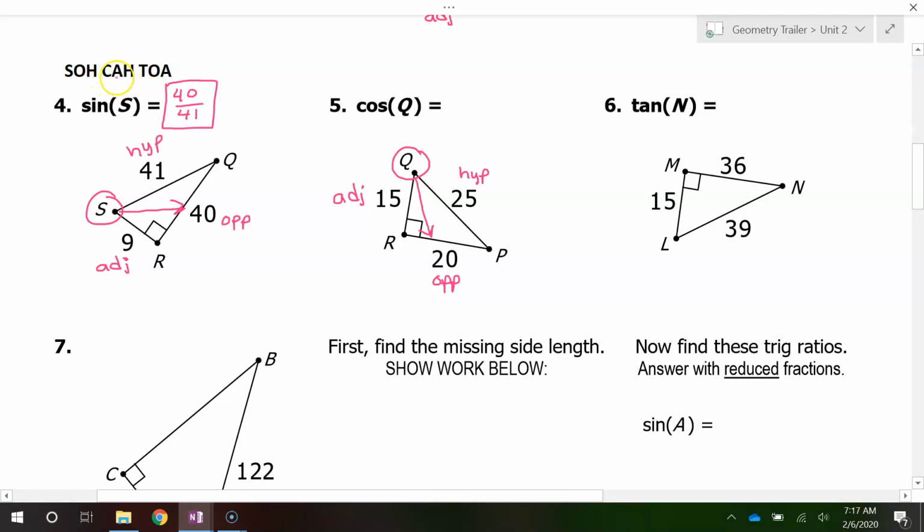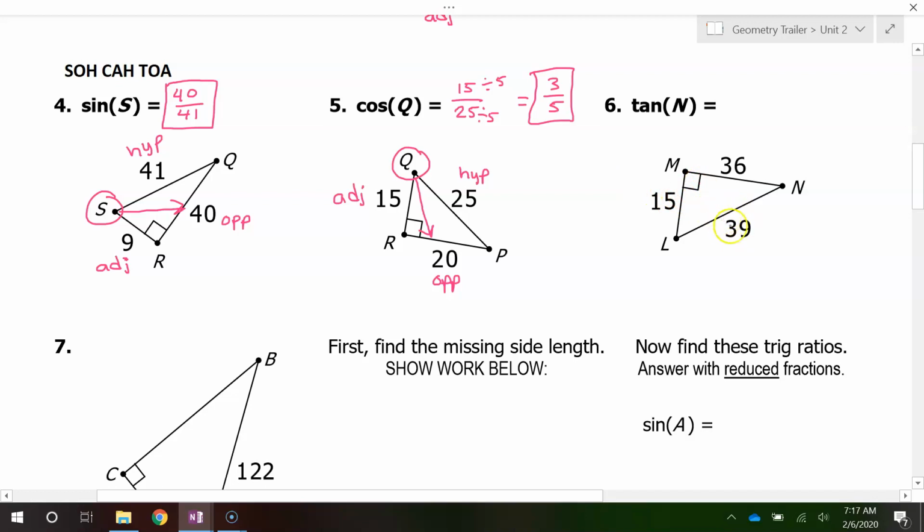Cosine is adjacent over hypotenuse, so that's going to be 15 over 25. Both of these are divisible by 5, so that's going to give me 3 over 5 for the reduced answer.